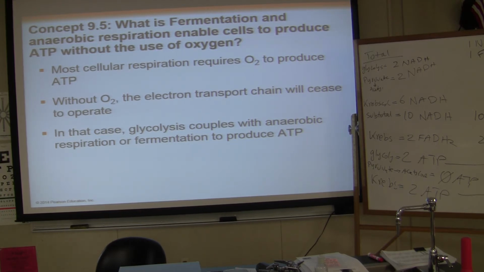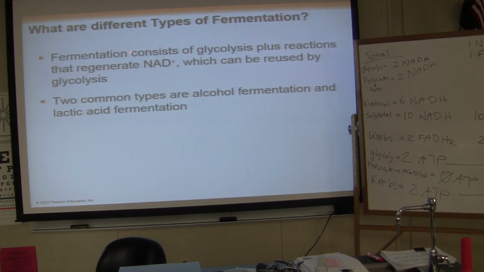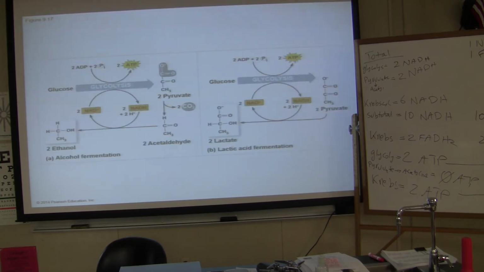In case glycolysis couples with anaerobic respiration, AN in front of a word means what? Based on your prefixes and suffixes, it means without. Without air. AER means air. Those are on your prefix and suffix list that you're studying, I hope, every night. In this case, glycolysis couples with anaerobic respiration and fermentation to produce ATP. Fermentation consists of glycolysis plus reactions that generate NAD, which can be reused by glycolysis. Two common types are alcohol fermentation and lactic acid fermentation.